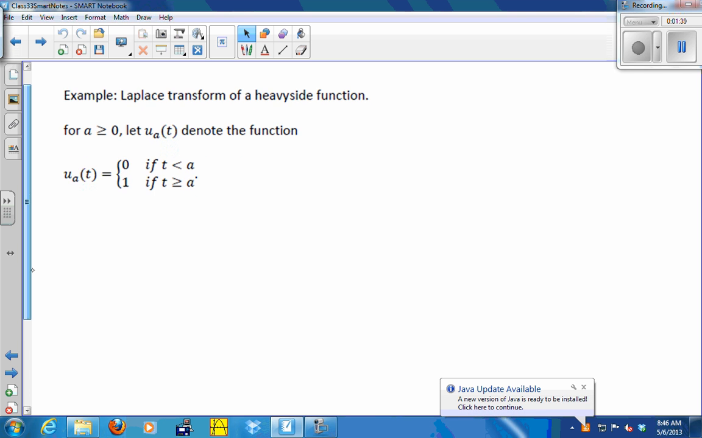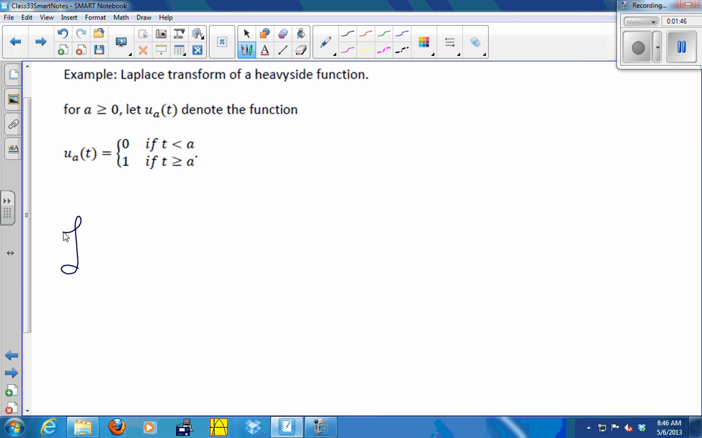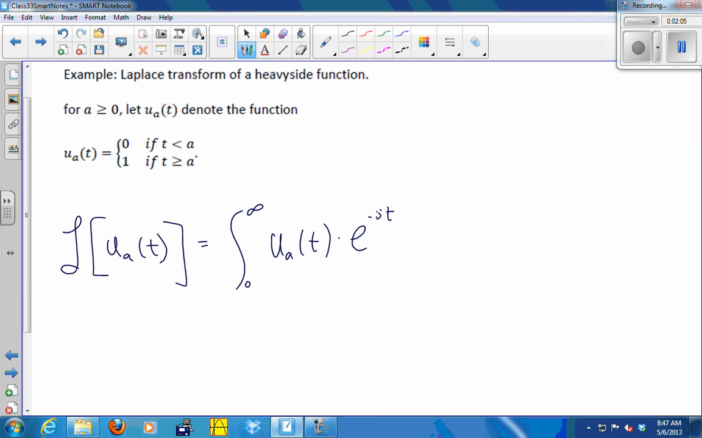All right, so what I want to do is take the Laplace transform of this function. So we have to remember what the Laplace transform is. I'm just going to use the definition. So the Laplace transform of the Heaviside function is just the integral from 0 to infinity of the Heaviside function times e to the negative st dt. Definition of the Laplace transform.